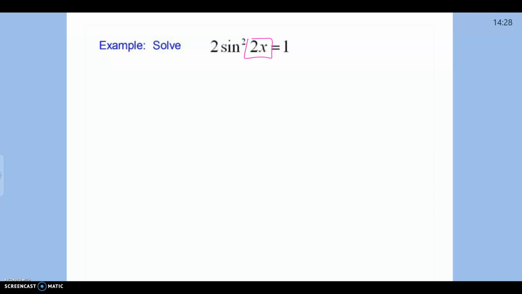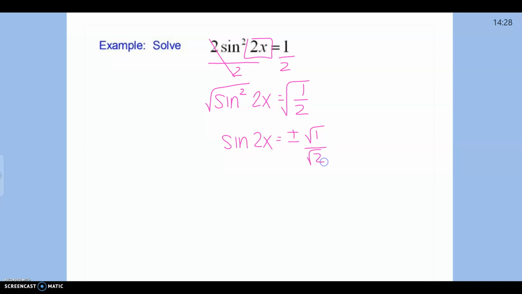So what I mean is we're going to go ahead and get sine by itself like we always would. So we're going to divide by 2. Okay, when we do that, it just cancels that 2. It does not mess with the 2x in the box. So I'm going to be left with sine squared of 2x equals 1/2. And then just like before, we get rid of the square by taking the square root. Take our square root, so we're going to have sine of 2x. Don't forget your plus or minus. And then the square root of the top and the square root of the bottom. So I'm going to have sine of 2x equals plus or minus 1 over the square root of 2.